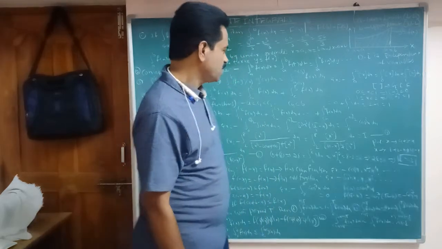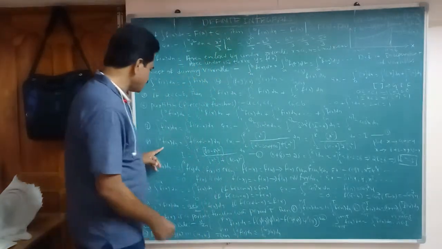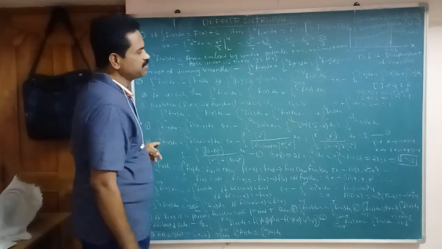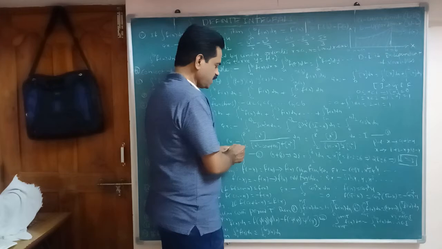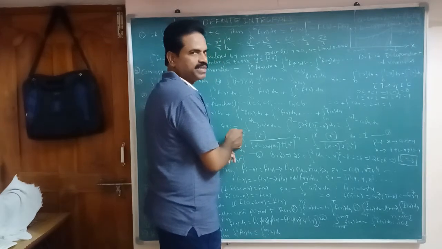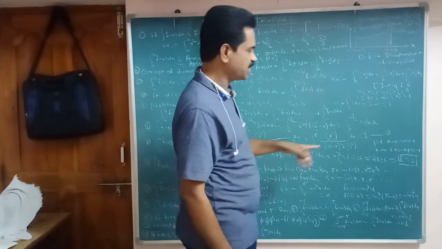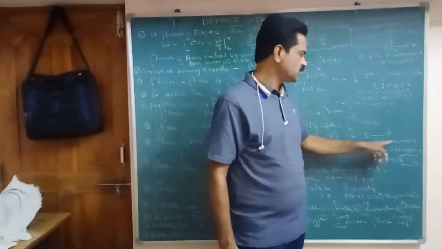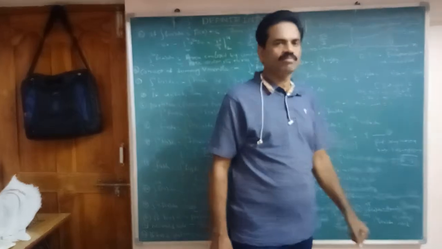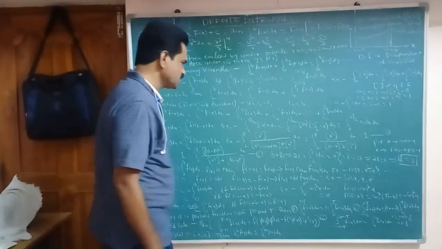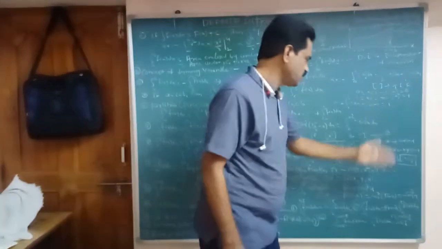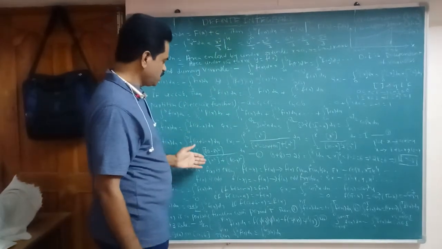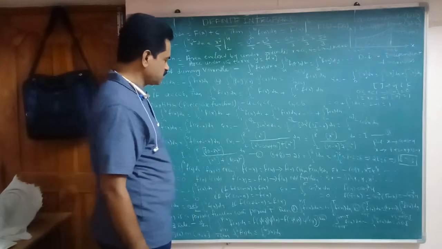Here, using this property, what is the property? A to b f of x: in place of x, substitute x equal to a plus b minus x. What is a plus b here? A is 2, b is 8. So 2 plus 8 minus x means that is 10 minus x. So put x as 8 plus 2 minus x, that is 10 minus x. Suppose this is the first one. Next, the second one: in place of x, substitute 10 minus x, so the numerator is 10 minus x whole square, and the denominator is x square plus 10 minus x whole square.